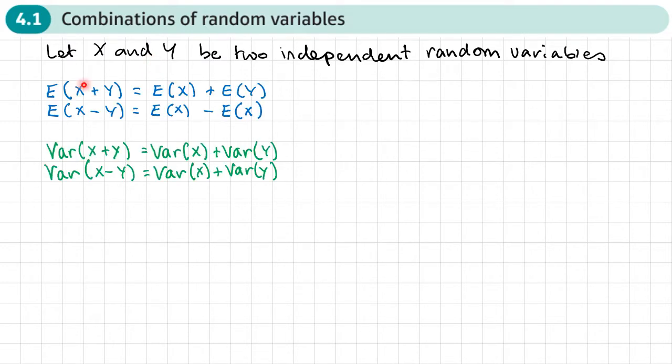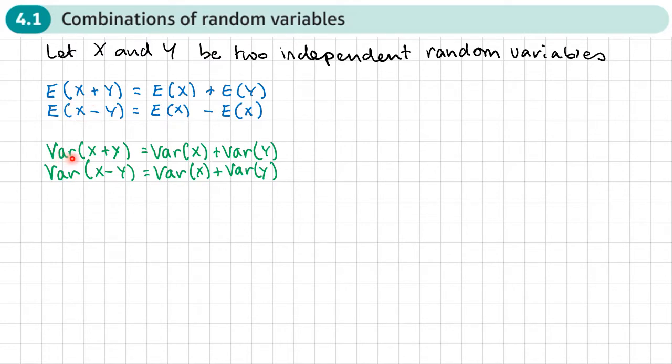So for example, if I want to find the combined mean of these two random variables, then I will add the mean of the first random variable to the second. And if I want to find the difference of those means, or do subtraction of some sort, then it's the mean of the first random variable minus the mean of the second random variable. And that all makes sense really.